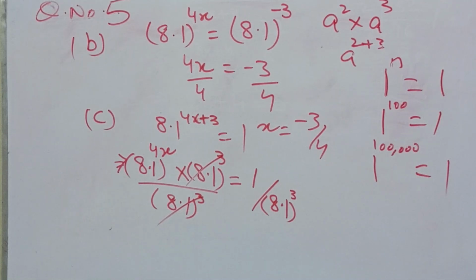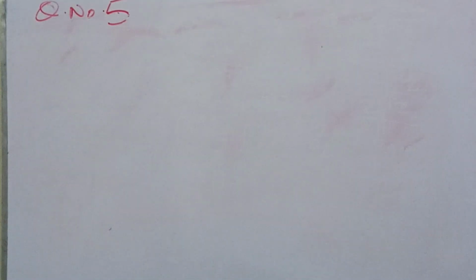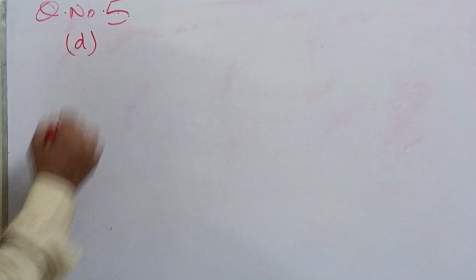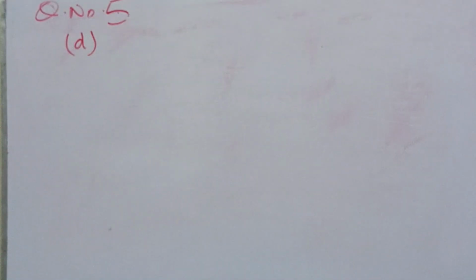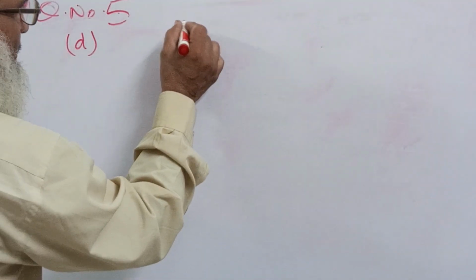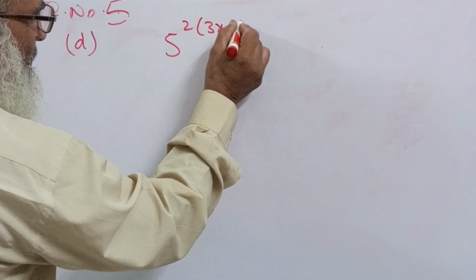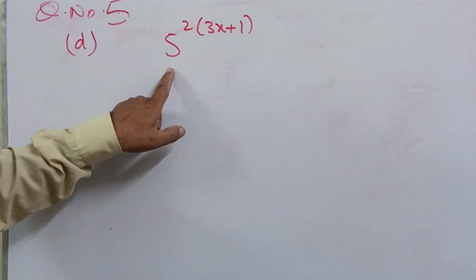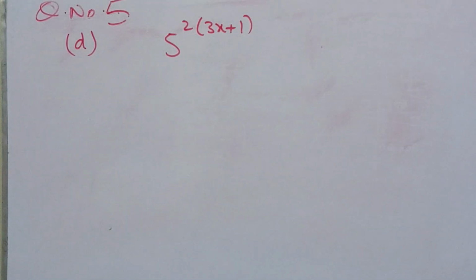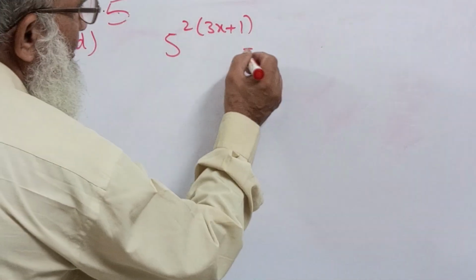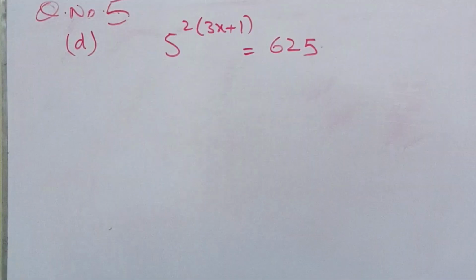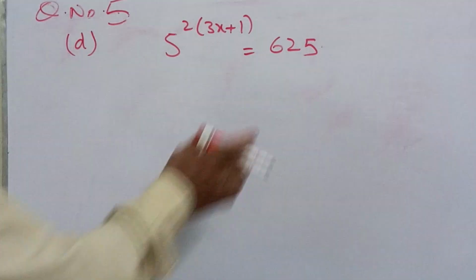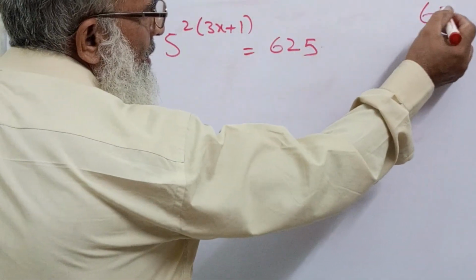Let me do one more question from this and then I'll finish. Now my dear students, part D. I take part D because of its level of difficulty. It is 5 square 3 plus x, 3x plus 1. Now this whole is the power of 5, and on the other side it is 625. Simple. Just factorize this.